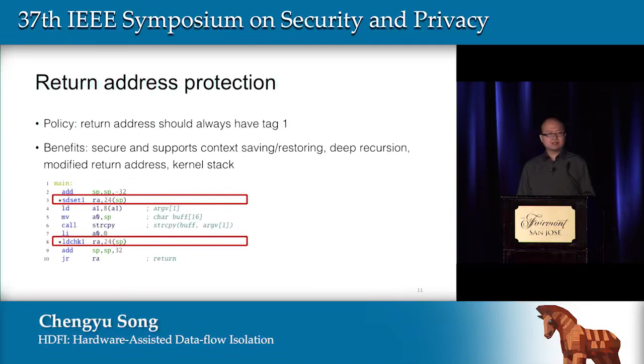So having this new feature, let's go back to our stack overflow example and see how we can use HDFI to defeat the attack. The implementation is actually quite simple. We just enforce 1 simple policy: the return address should always have tag 0. This can be easily enforced by using SD-set1 to store the return address to memory, and when loading it, always using LD-check1. Compared to existing hardware-based shadow stacks, our implementation is very simple and very flexible, and can support features like context saving and restoring, deep recursion, modifying the return address, and the kernel stack.